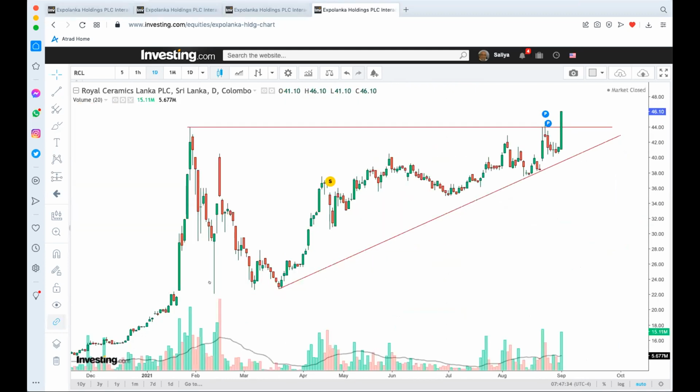If you look at this, the price extension was contributed by the volume extension, the expansion of the volumes. That means the turnover, the money that flew into the counter, was increasing. But from here onwards, you can see that the volumes were coming down, except this day.